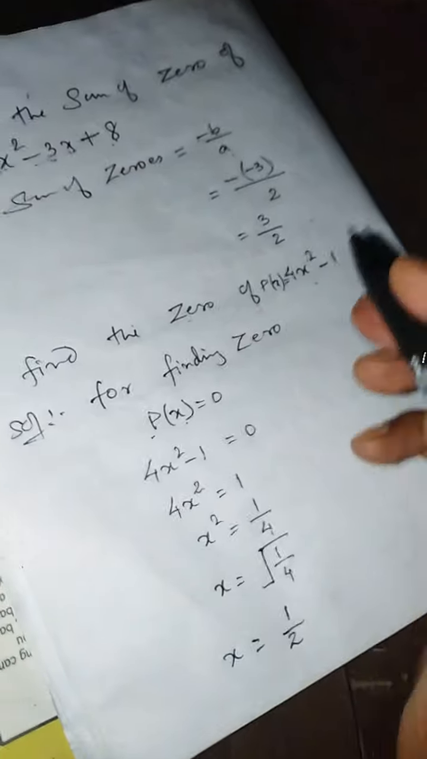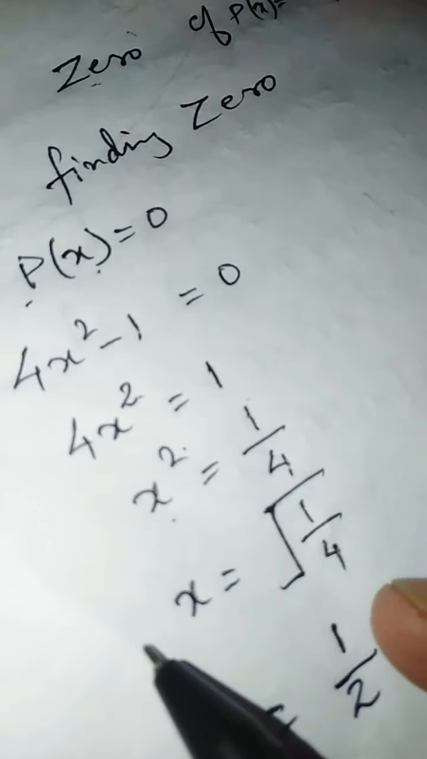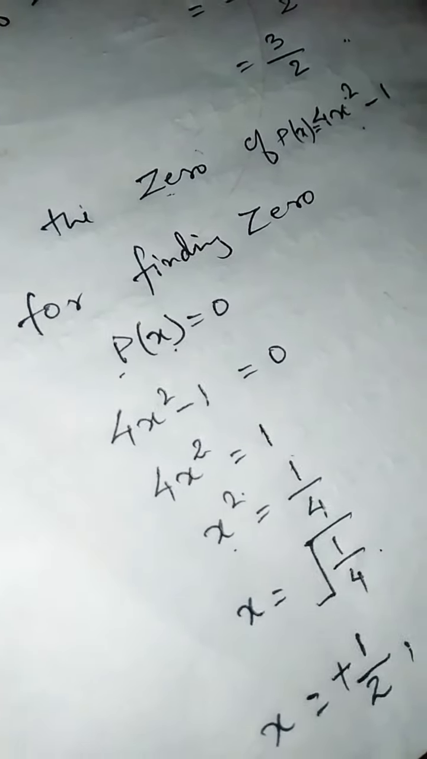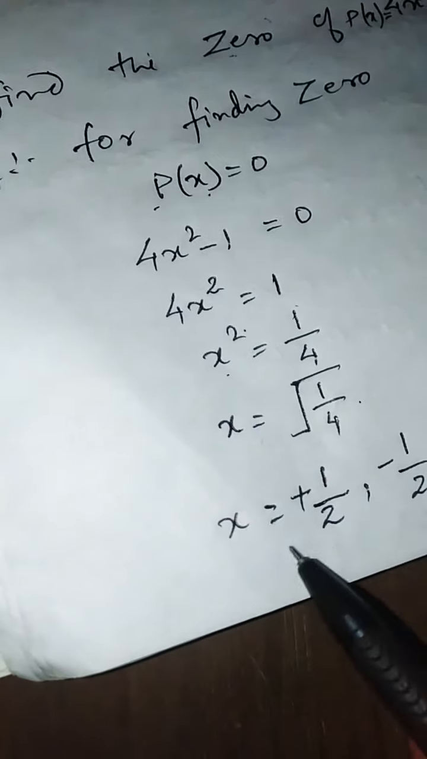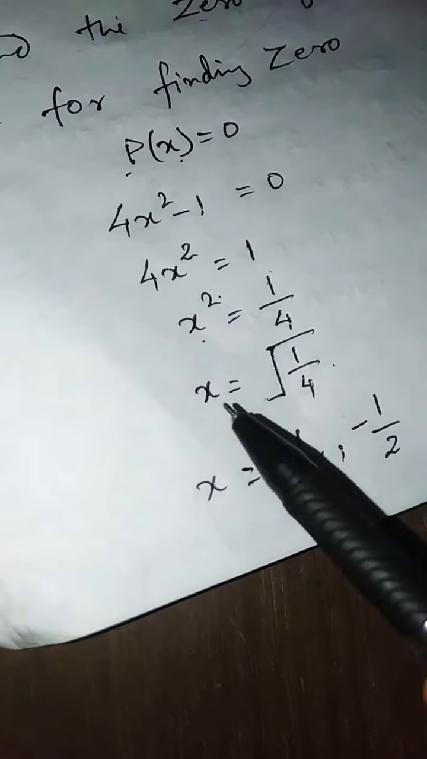At the same time the degree was 2 here, it means we need to get 2 zeros, and this may be new for you. X square equal to 1 by 4, so x equal to square root of 1 by 4. So x will not become just 1 by 2. Sorry, x will become plus 1 by 2 comma minus 1 by 2. It means whenever you are taking the square root of any perfect square number, it may be plus as well as minus. Both will come. Take care of this thing. This may be new for you.